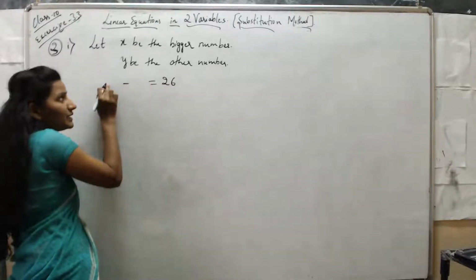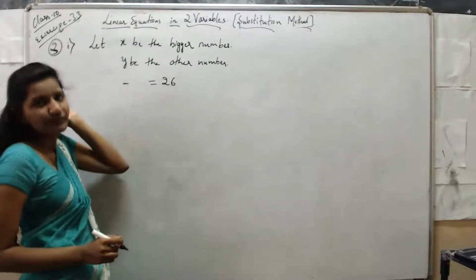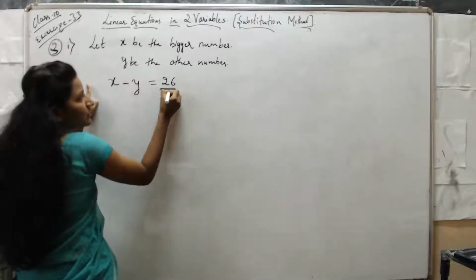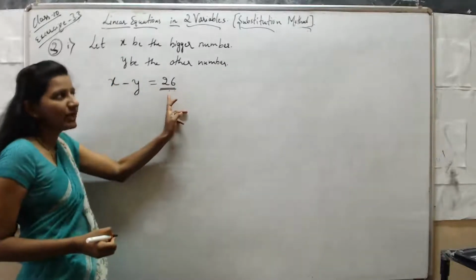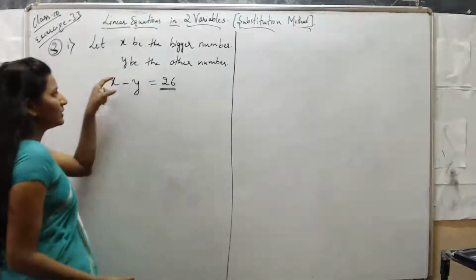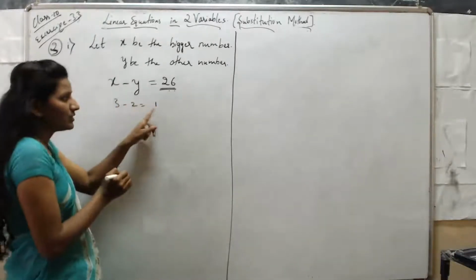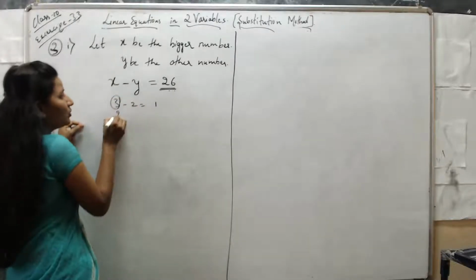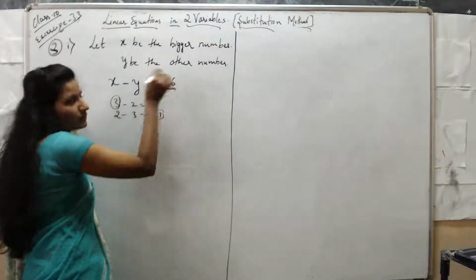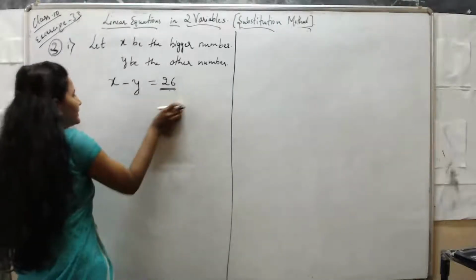Will you take x minus y or y minus x? You should take bigger number first, because here the value is positive. That's why we have to take x minus y, because x is bigger. See, 3 minus 2 is equal to 1, that is positive value. 2 minus 3 is minus 1, here negative. Here what we have? Positive. So take x as bigger number. Got this? Next.